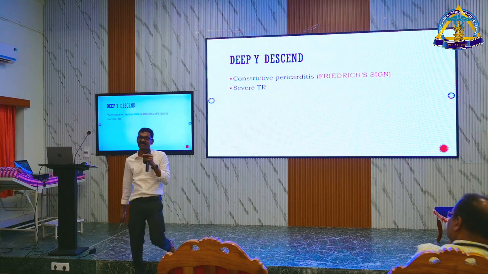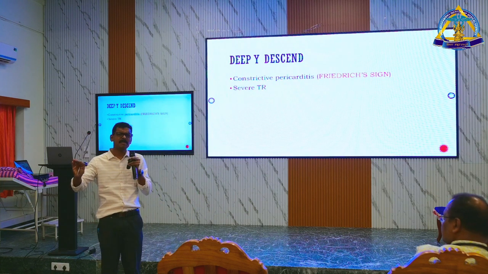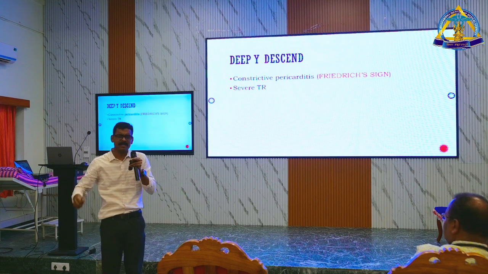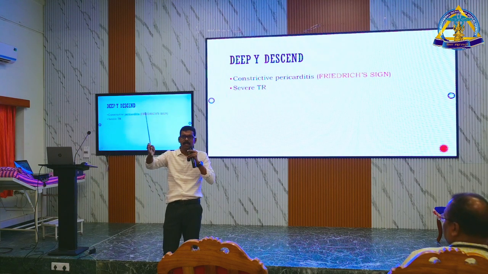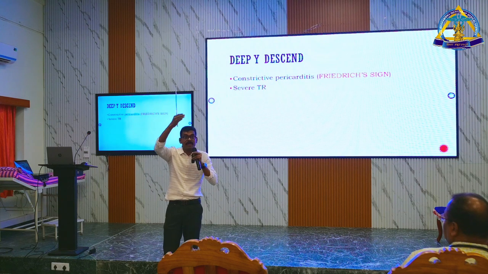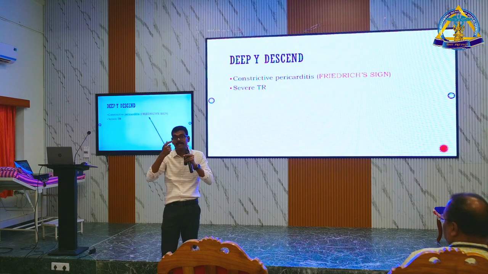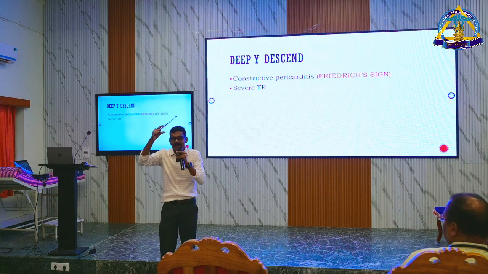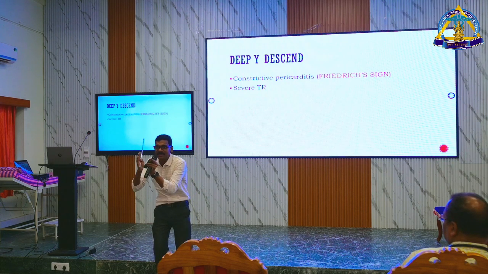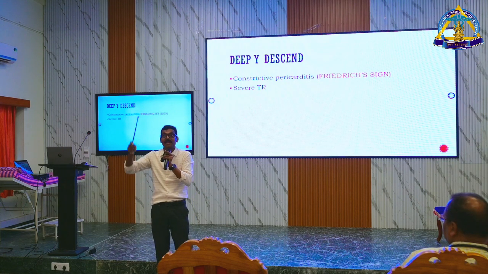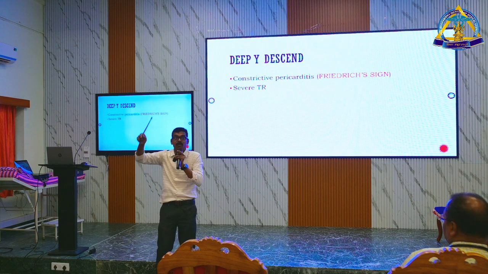Okay. Deep, wide Y descent. Another sign is called Friedreich's sign. Just remember that. In constrictive pericarditis, the pericardium is thick, so the filling is impaired. I told you already, the X is prominent. But in the Y, there is a difference between pericardial tamponade and constriction. In constriction, the early 1/3 of the Y part will be prominent, because up to that time the ventricle can fill. Then suddenly it faces a thick pericardium and the filling stops.